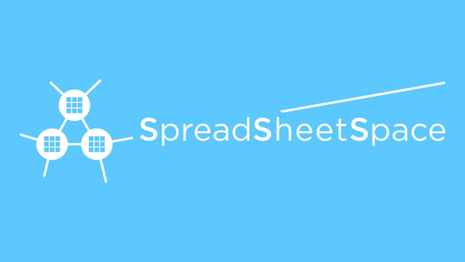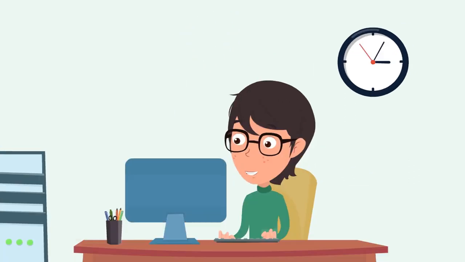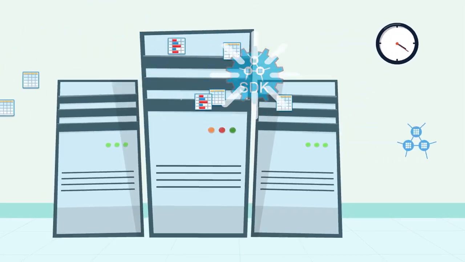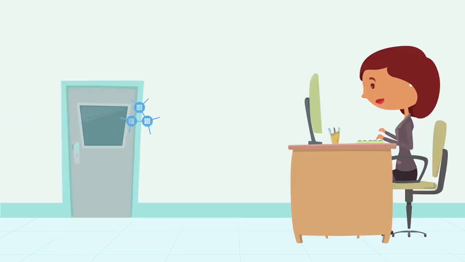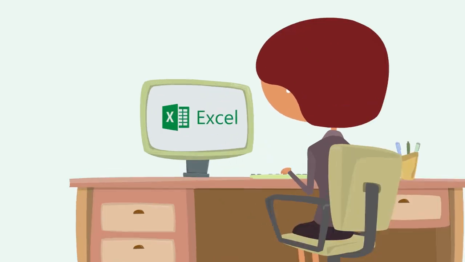With SpreadSheetSpace, all this belongs to history. Charlie uses the SpreadSheetSpace SDK to configure the company's information system to send the new data versions to Alice, directly on Excel. SpreadSheetSpace takes care of everything. Alice no longer asks Charlie to receive the new data versions; she is directly notified as soon as new data versions are available.